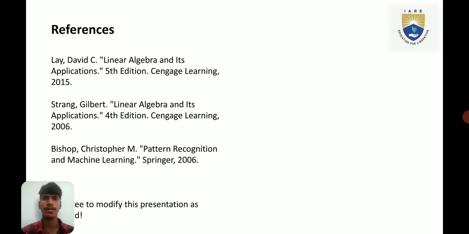Then, references. Linear Algebra and Its Applications, 5th edition and 4th edition, are very useful for characteristic vectors.